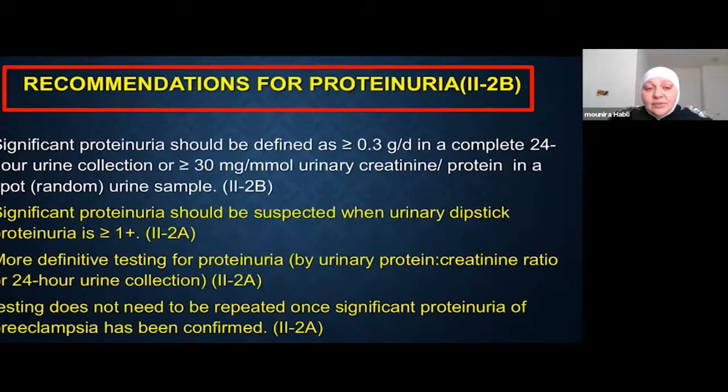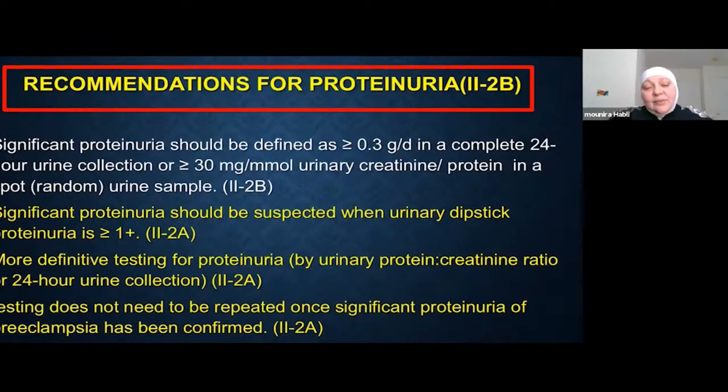The proteinuria definition also did not change. Significant proteinuria is defined as more than 0.3 gram per day in a comprehensive 24-hour urine collection, or more than 30 milligram per mole in urine protein collected in a spot or random urine sample.